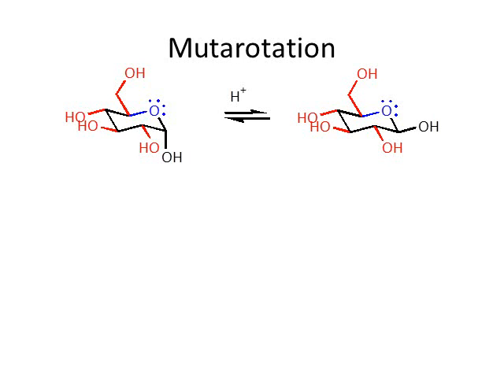Since the beta anomer and the alpha anomer are both in equilibrium with the open chain form, they are also in equilibrium with each other via the open chain form. And this process in the body is called mutarotation.